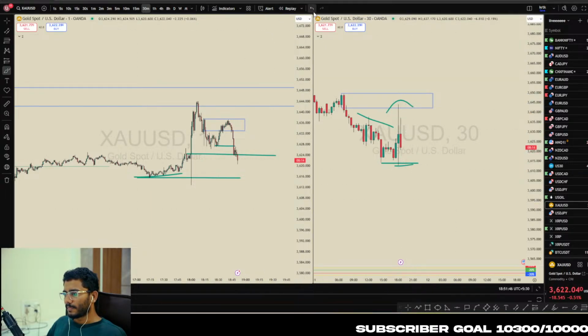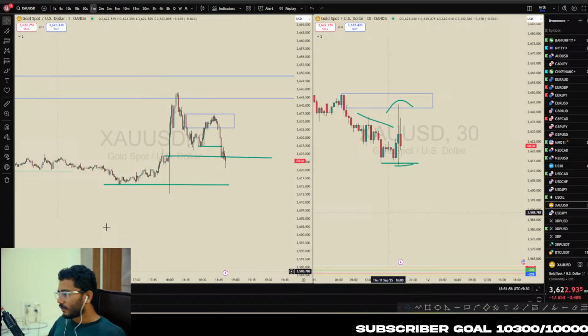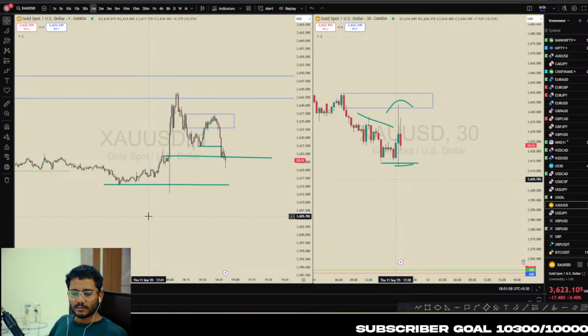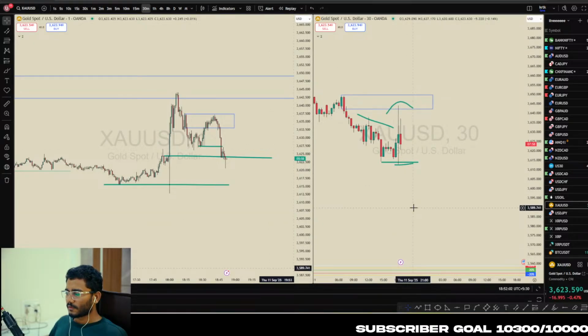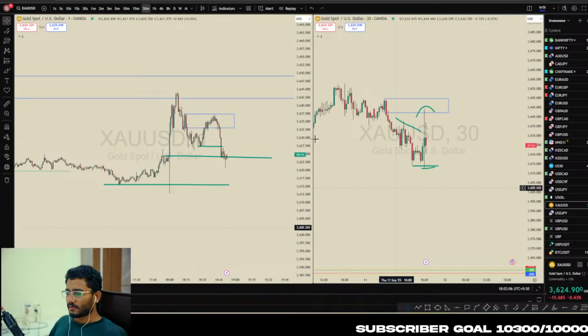Let's see. But because of news, I don't like to trade this type of area where price can consolidate and only try to sweep highs and lows. So I'm not predicting the market. This is just my experience. It can go to the upside also.